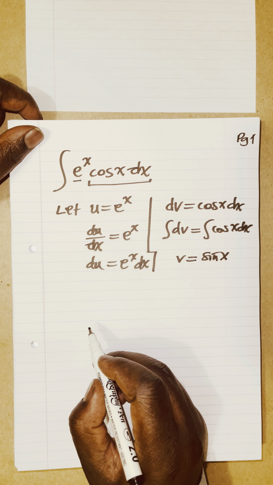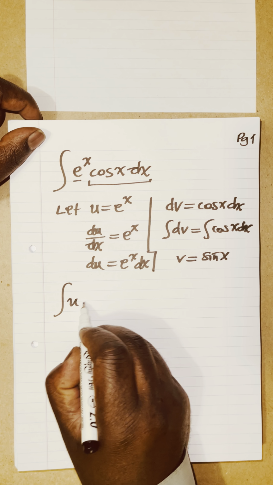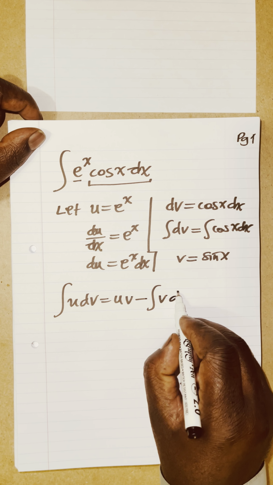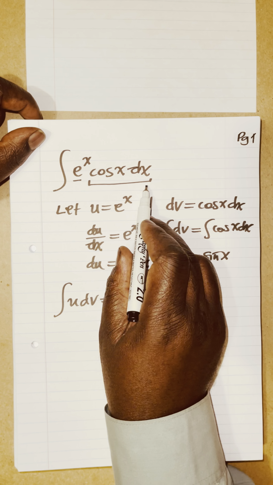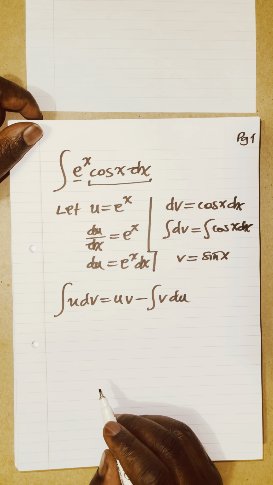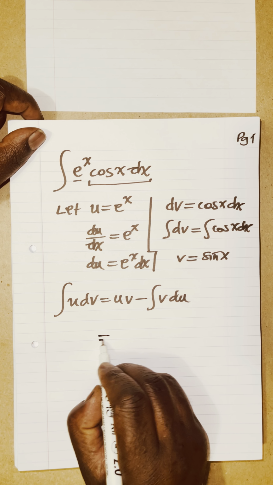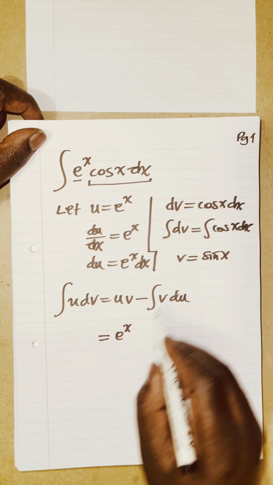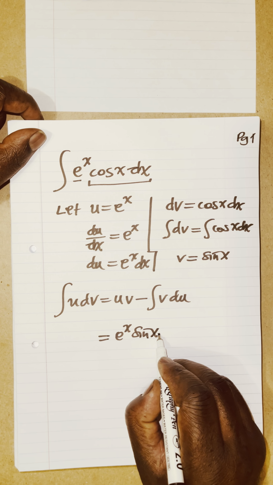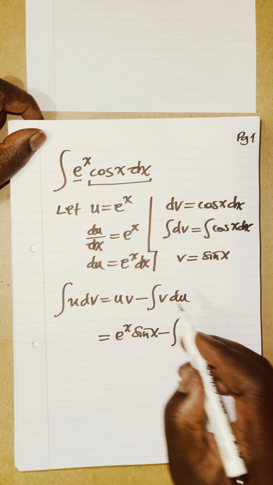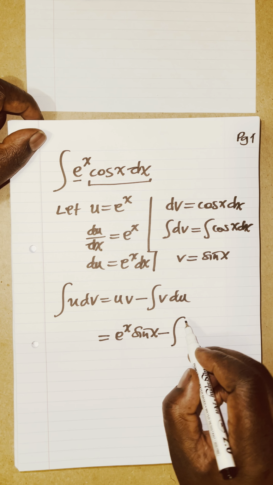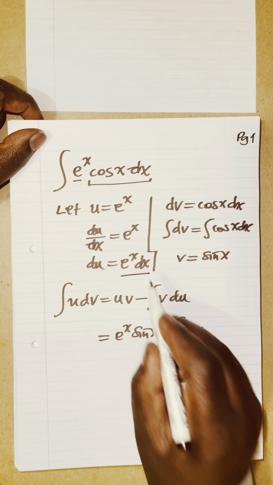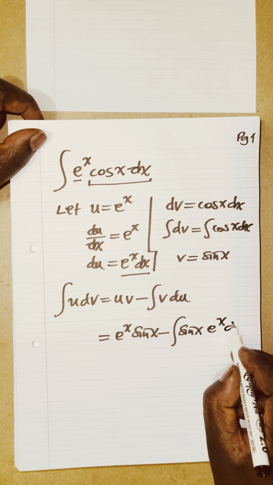Next, the integration by parts formula. Remember, it says the integral of u dv is equal to uv minus the integral of v du. So what is u? Our u is e to the power x. v is just sine x. Then we have minus the integral of v du. What is v? Our v is sine x. du is actually e to the power x dx.